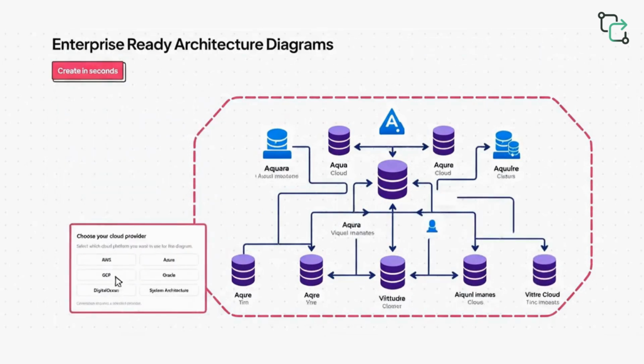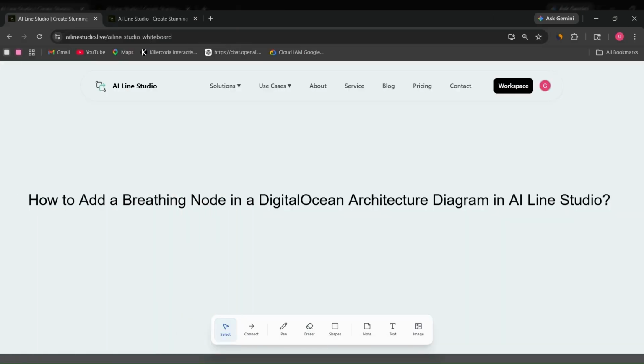Clear, structured, production ready. Hello everyone, welcome to AI Line Studio tutorial 54, and today's topic is how to add a breathing node animation in a DigitalOcean architecture diagram in AI Line Studio.